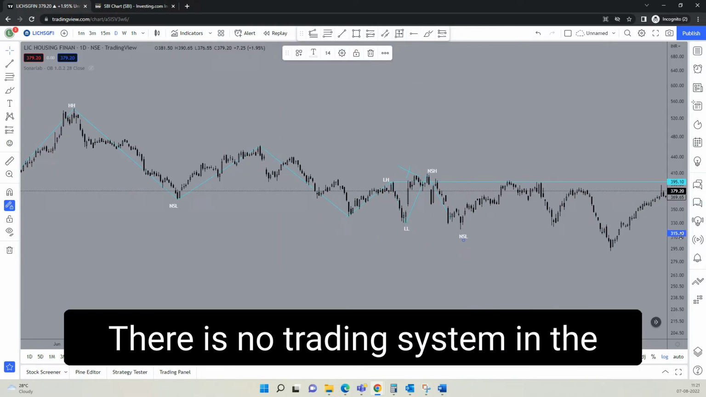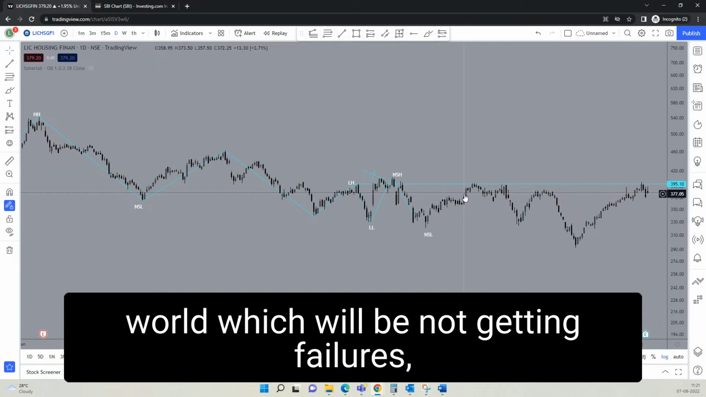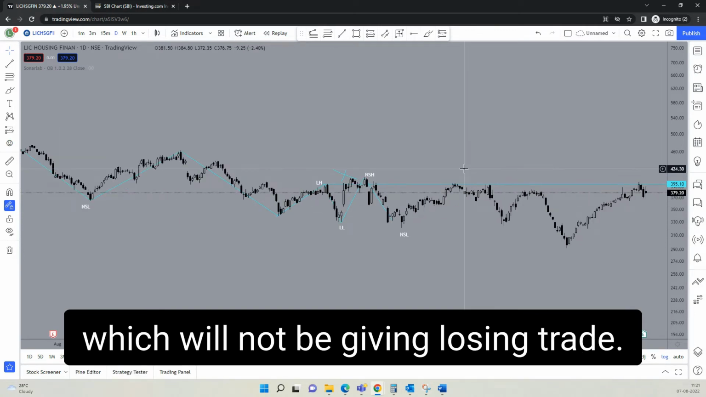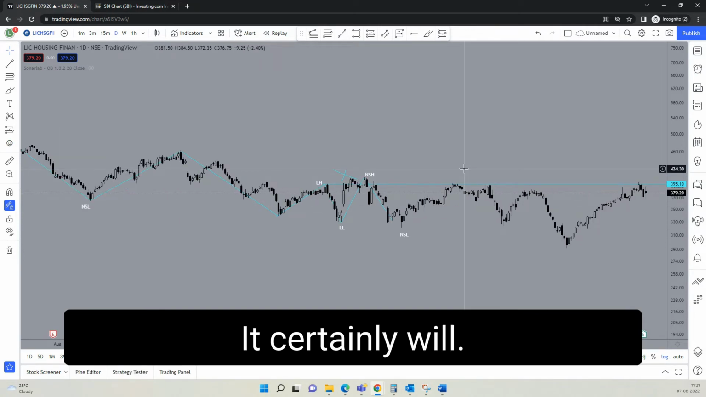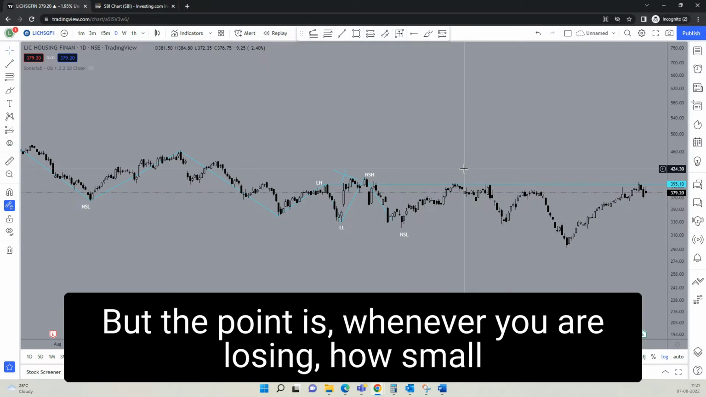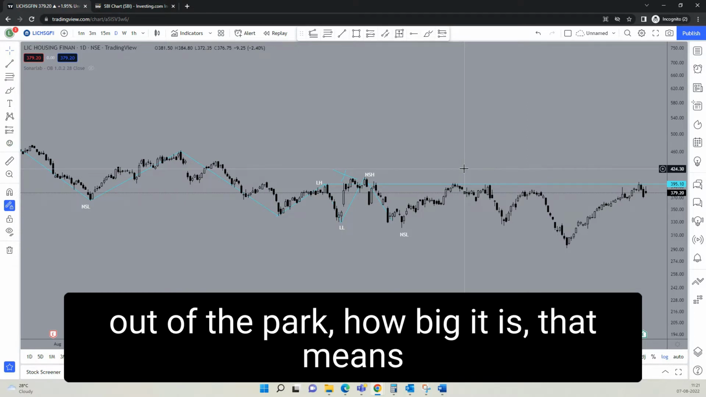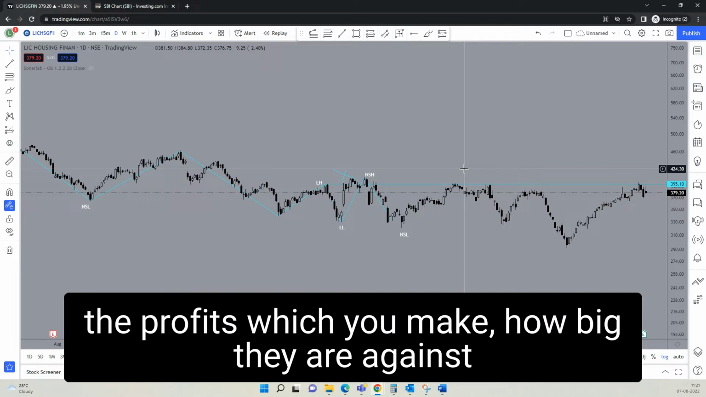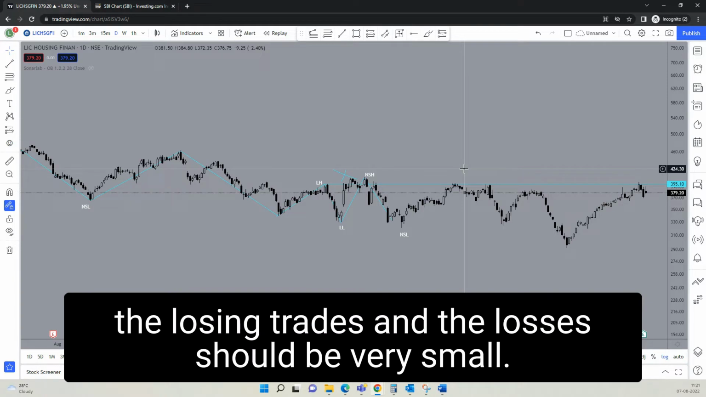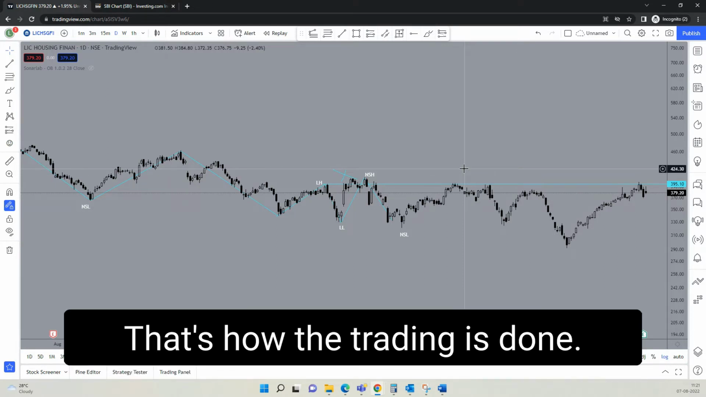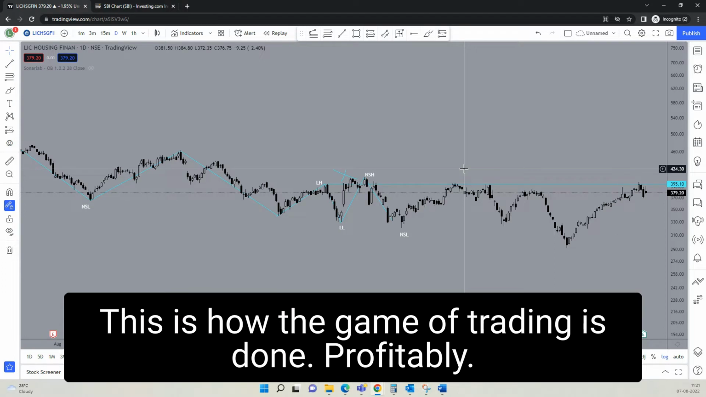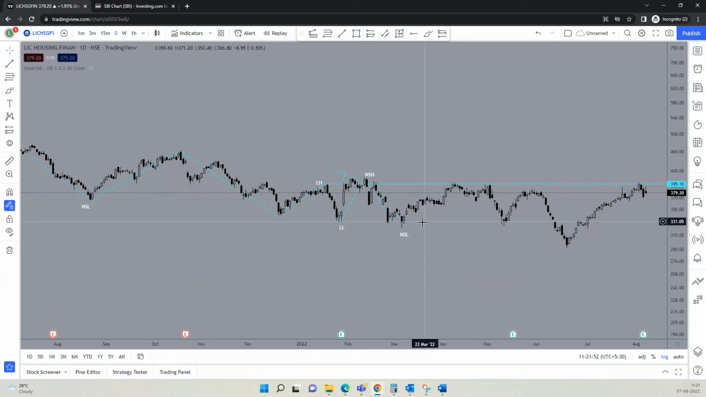There is no trading system in the world which will not be getting failures, which will not be giving losing trades. It certainly will. But the point is, whenever you are losing, how small you are losing, and whenever you are hitting the ball out of the park, how big it is. That means the profits which you make, how big they are against the losing trades, and the losses should be very small. That's how the game of trading is done profitably.